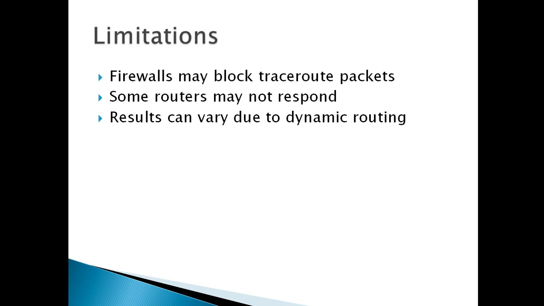There are some limitations of the traceroute: a firewall may or may not block the traceroute packets, which I explained earlier. So we were seeing star star. That means that the packet is not processed, but it is forwarded to the next level, right? And some routers might have an access list which is not configured to respond to those traceroute packets, right? And results can vary due to dynamic routing also.